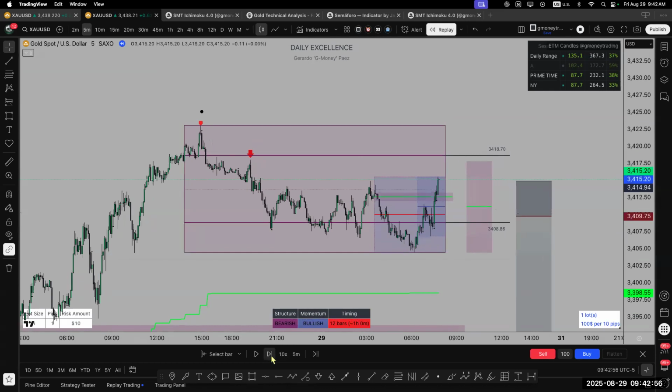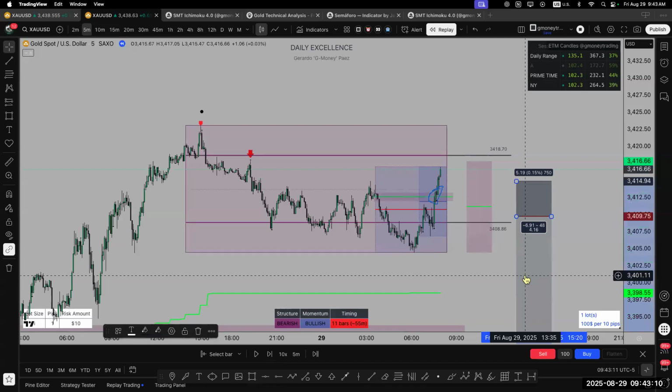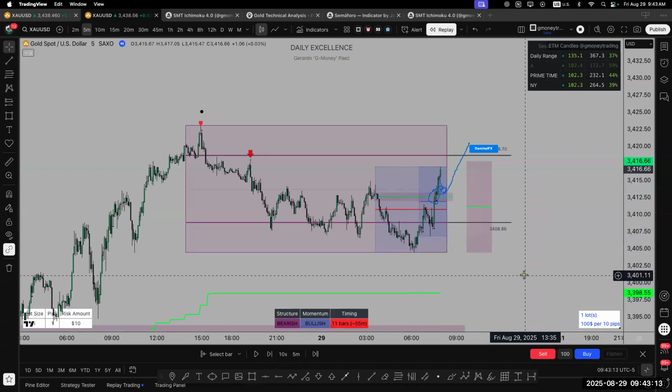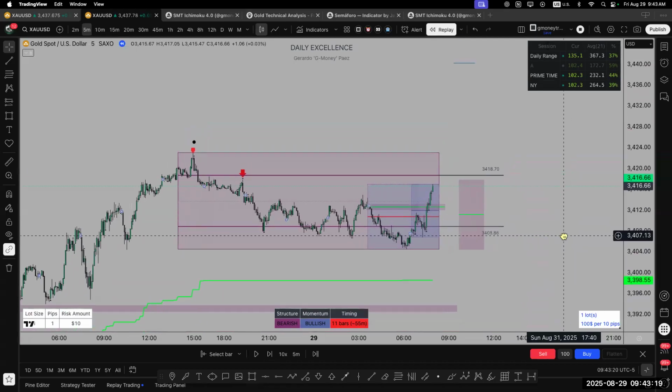Oh, before we go on, point out the nice rally-base-rally that formed that took us above that zone. And that was perfect, and we're looking for price to at least come back to that level to keep going higher. Perfect. Yes, sir.